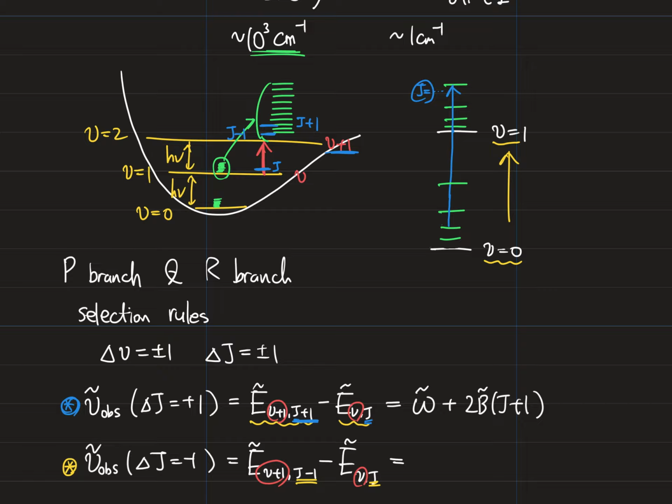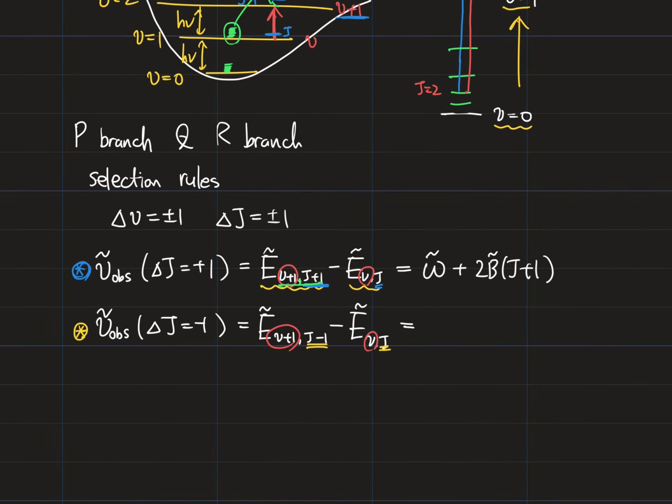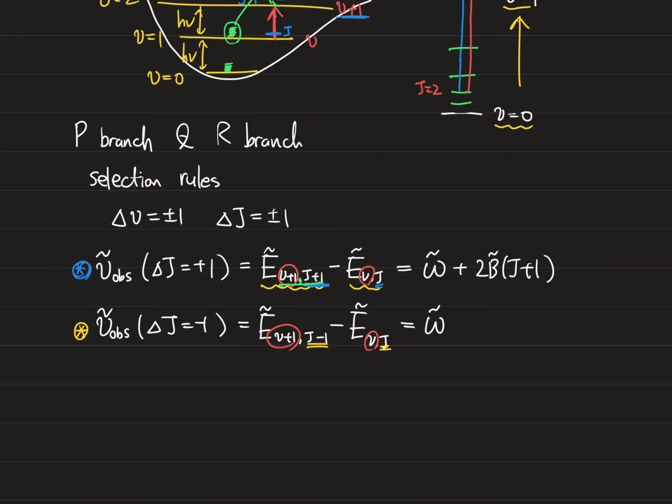The second set describes the transition from here to here. Originally it was in J equal 2, but after the excitation it is now in the J equal 1 energy level. These two subscripts work together, so please do not get confused. The final expression for this one is omega tilde minus 2B tilde J.